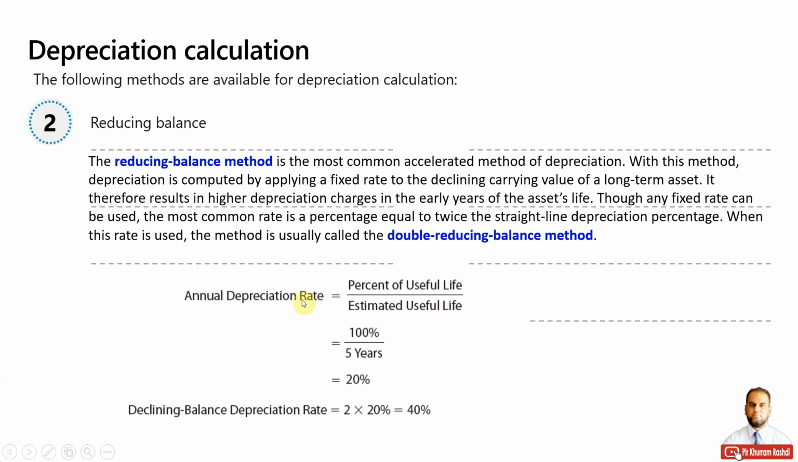Here you can see the annual depreciation rate, how it is calculated: percent of useful life, divided by estimated useful life. Initially it will be, for example, 100% useful life, and 5 years for example is the service life of an asset. Once you divide 100 by 5, it will become 20%, and in double declining balance the depreciation rate is basically double, so 2 multiplied by 20% will become 40%.